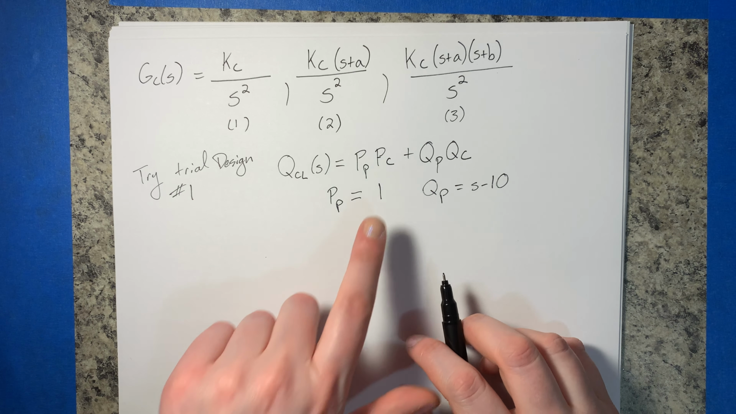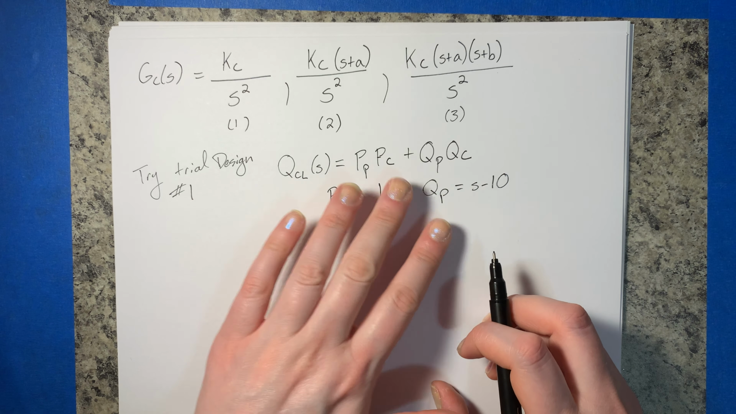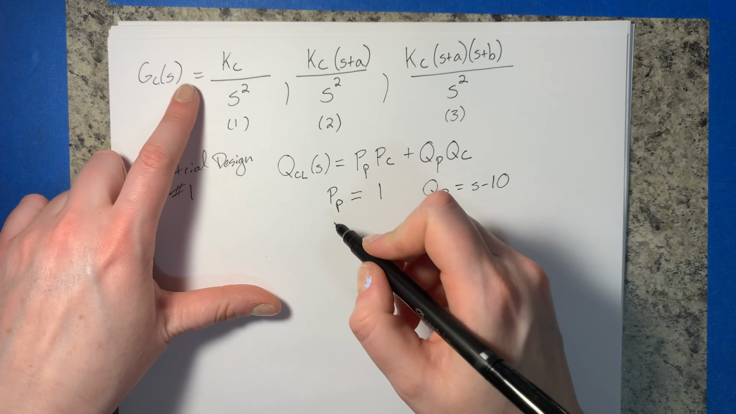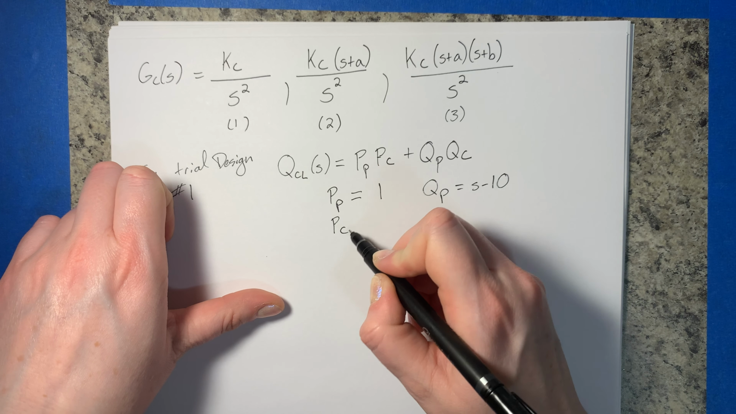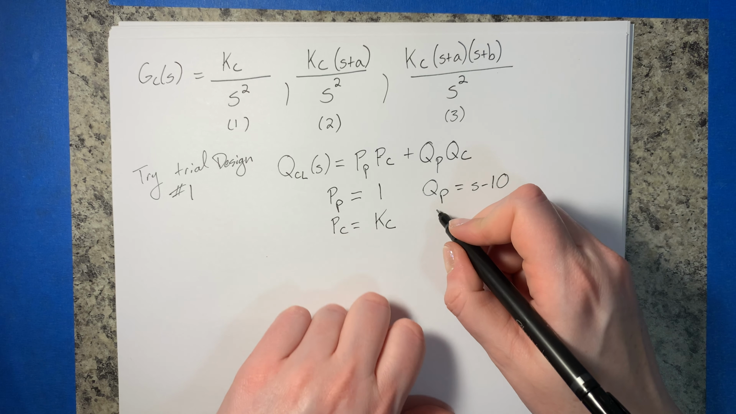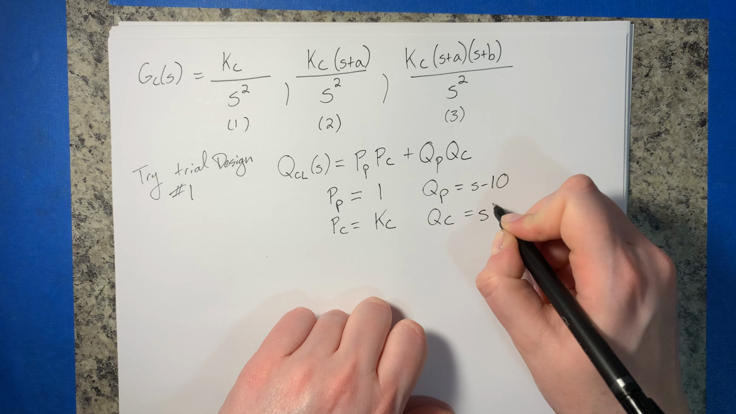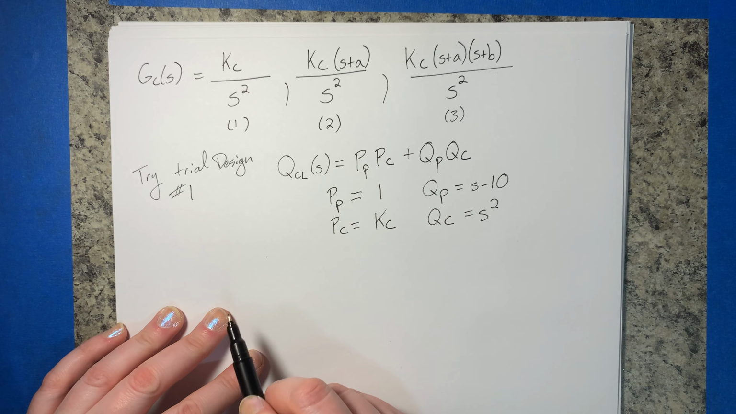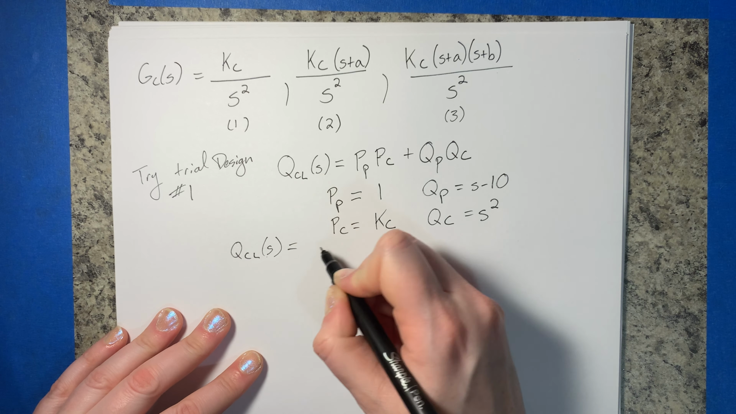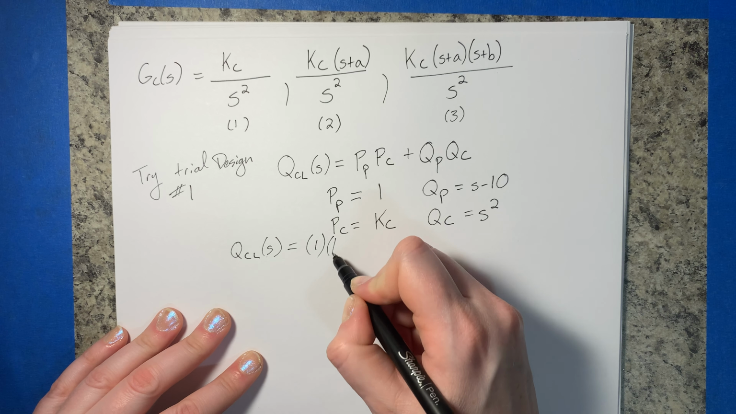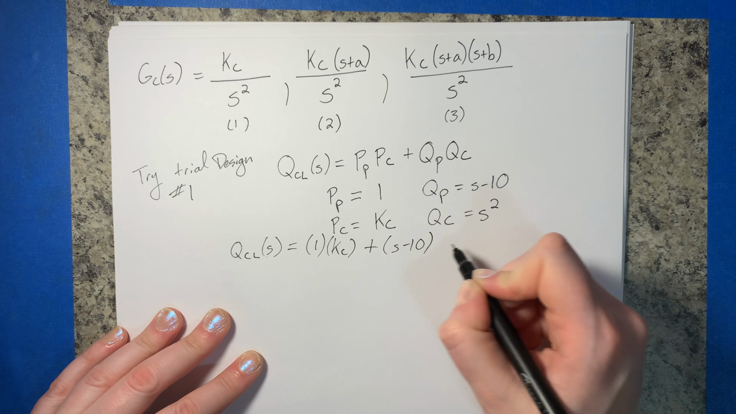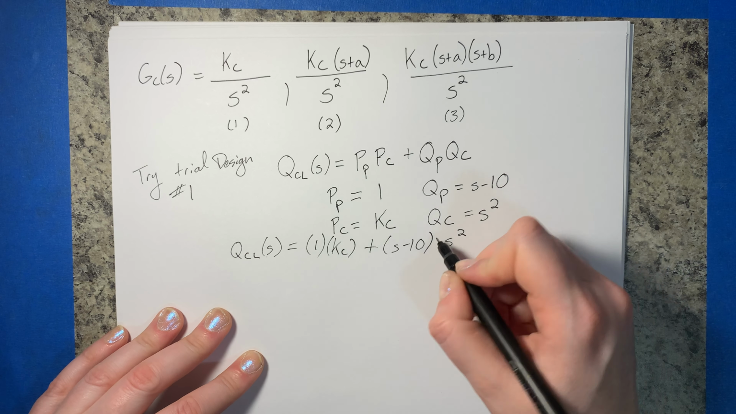Okay, so the next pieces, the P sub C and the Q sub C, they come from our trial designs, and these are going to change. So the first one that we're going to try here is KC for P sub C, and for the Q sub C, that is going to be S squared. So let's plug that into our QCL equation, and that gives us a 1 times KC plus an S minus 10 and S squared.